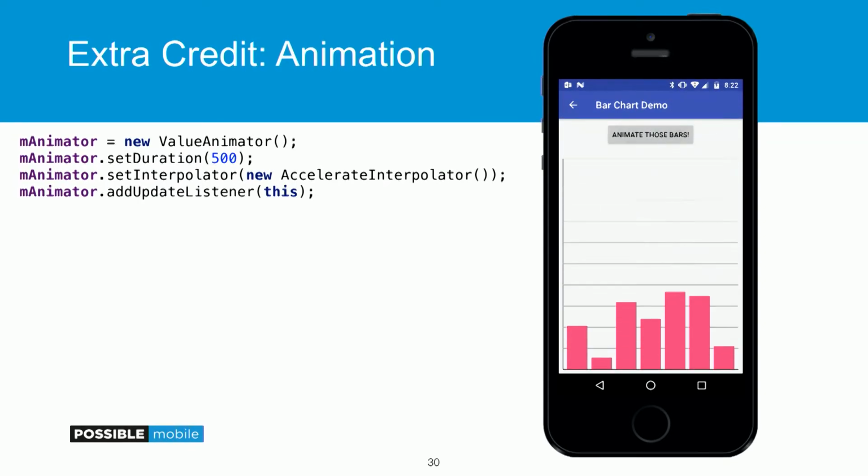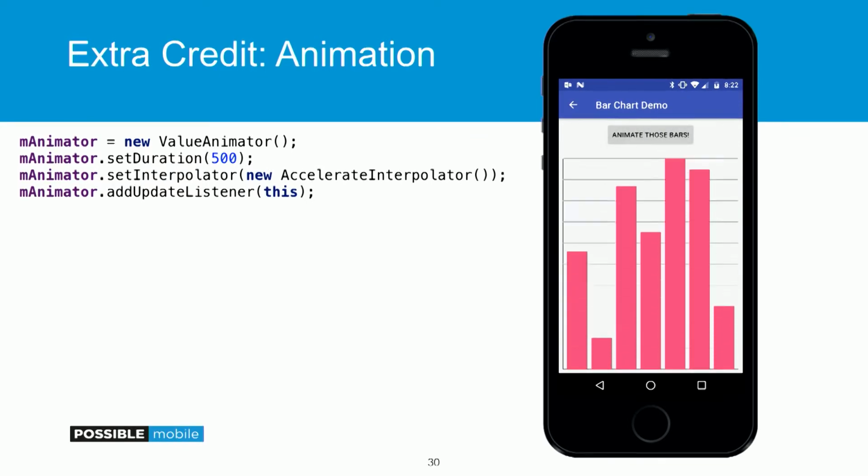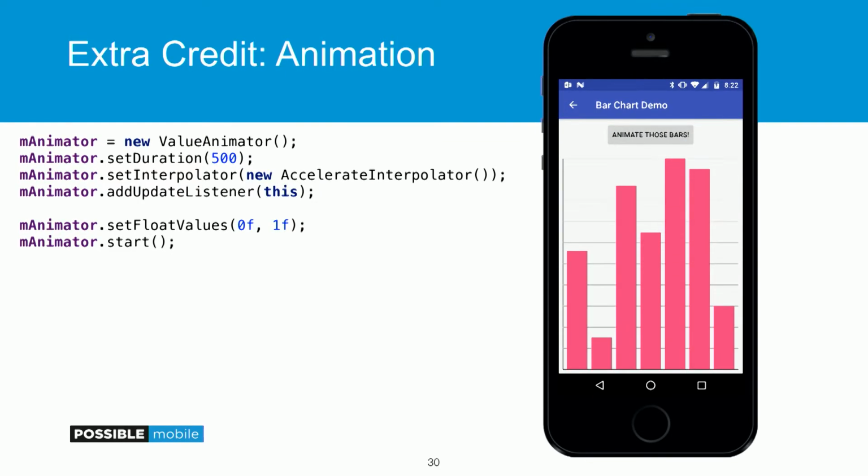We can give it a duration and an interpolator, however you want your animation to look. And you can have entire talks on animation, so I won't be going too deeply into how these work. But the important part as far as custom views is you need to add an update listener to your animation. So once we actually need to animate the data, whether it's when you first get data or you want to do it on a button click, we'll just tell our animator we want to animate from 0 to 1, and we'll start the animation.